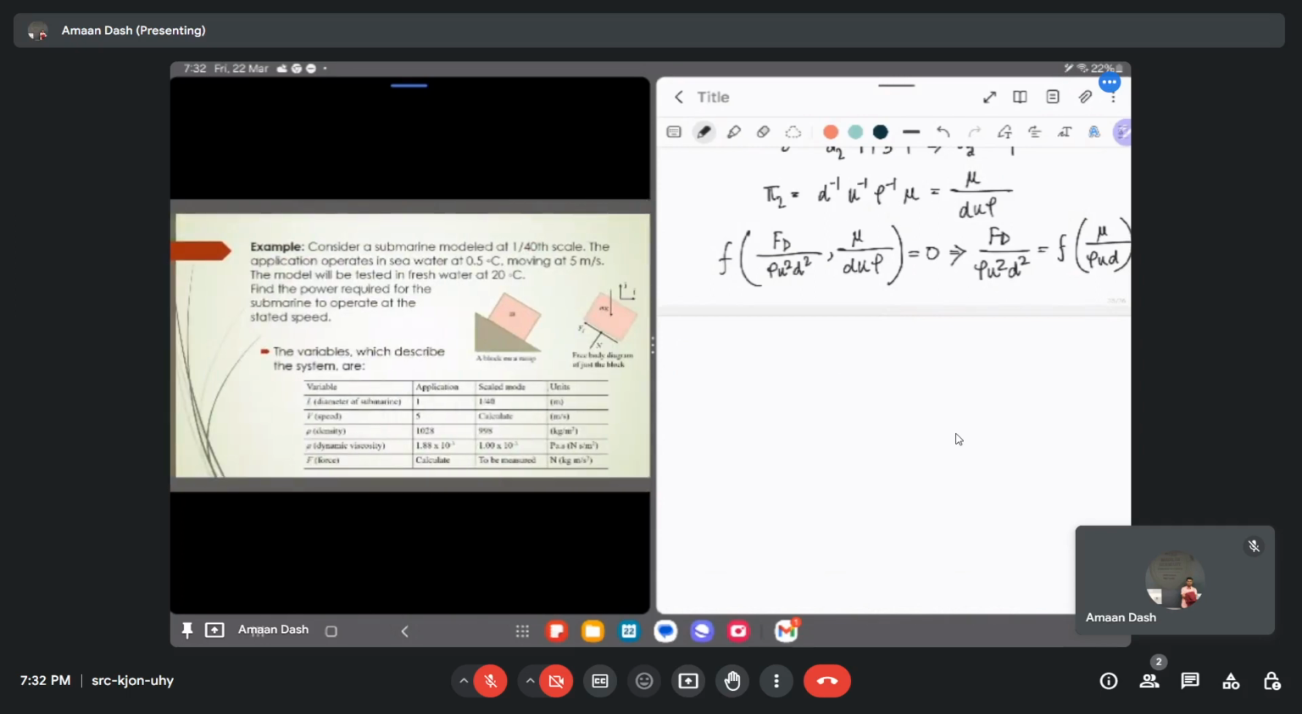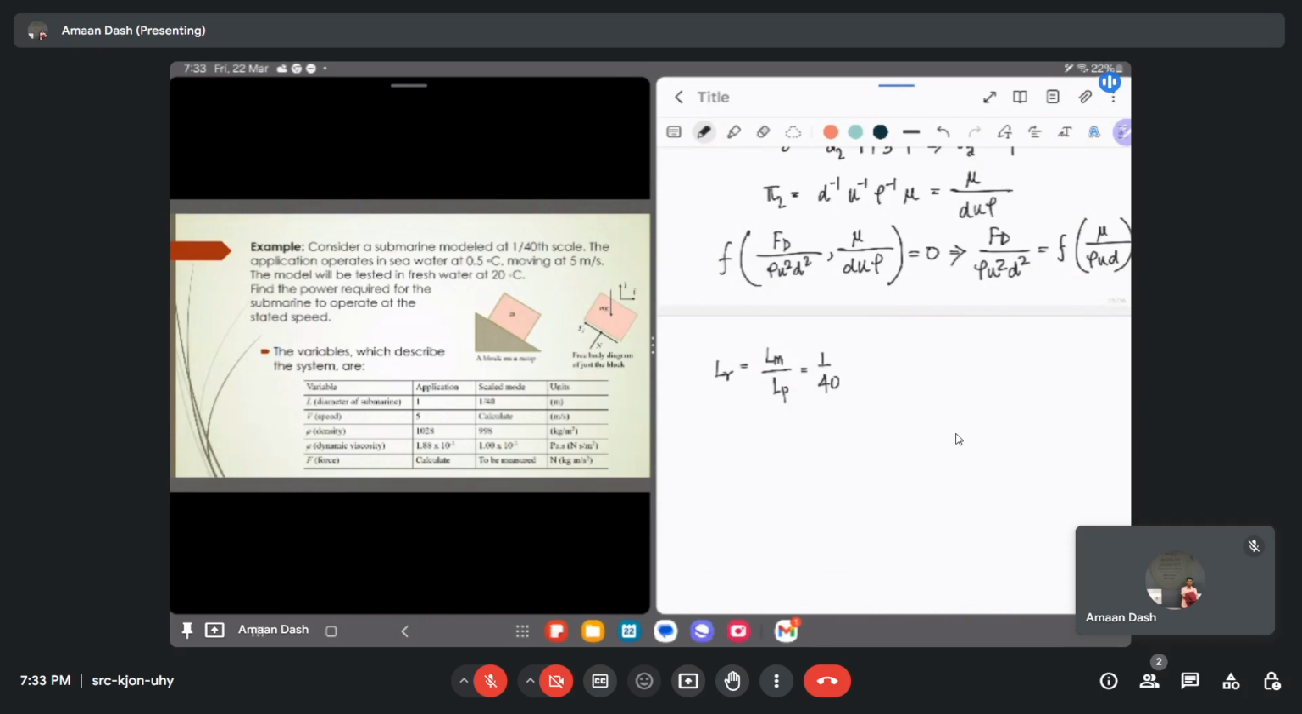Okay, so let us try to solve this question. Consider a submarine modeled at 1 by 40th scale. So we can write LR, which is nothing but LM by LP, which is nothing but 1 by 40.